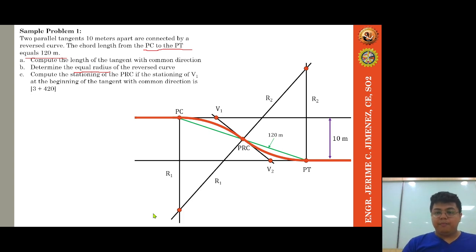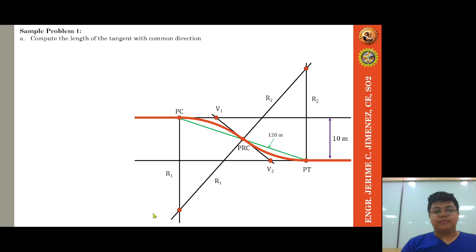Okay? Letter A. Let's compute now the length of the tangent with common direction. Ang hinahanap lang po dito ay common tangent. So, we have the formula of the common tangent as T sub 1 plus T sub 2. So, ito yung T sub 1s. Ito naman is T sub 2s.